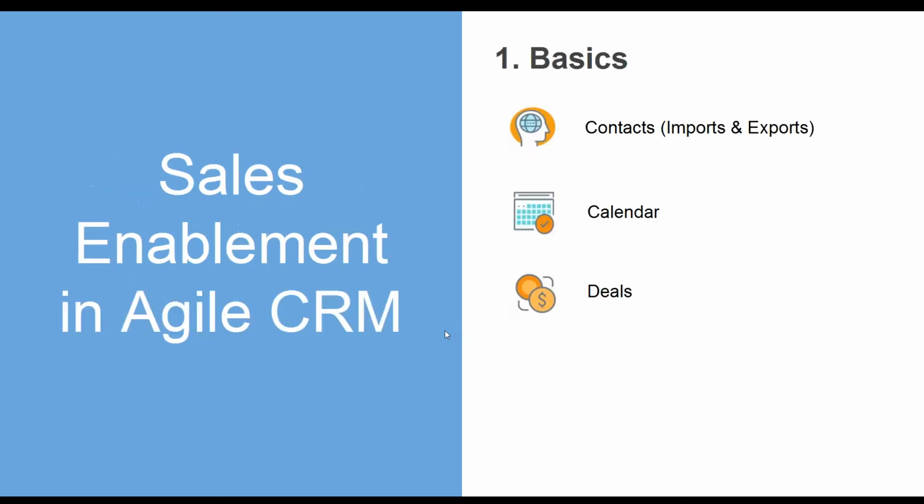We're going to cover some of the basics of sales enablement today. For example, your contacts, how we import and export them. Your calendar, including setting up your online calendar. Deals, how your sales team can manage their leads and their deals as they come into the platform.